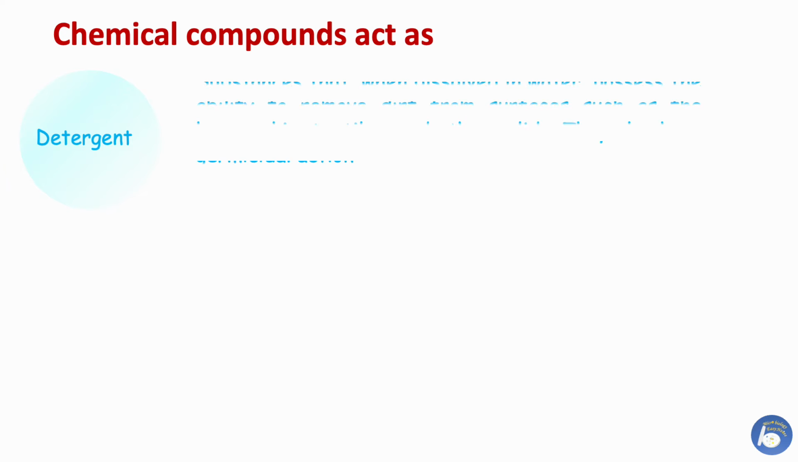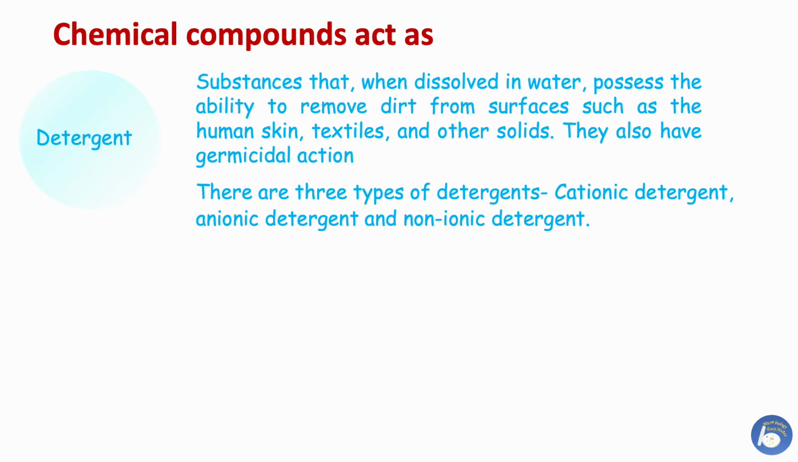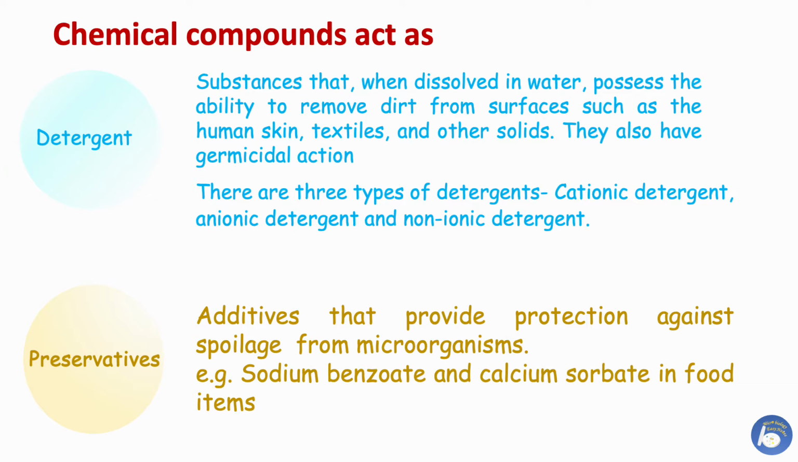Detergent. Substances that when dissolved in water possess the ability to remove dirt from surfaces such as the human skin, textiles and other solids. They also have germicidal action. There are three types of detergent: cationic detergent, anionic detergent and non-ionic detergent. Cationic detergent is more significant germicidal agent than other two. Preservatives. Additives that provide protection against spoilage from microorganisms. Examples: sodium benzoate and calcium sorbate in food items.